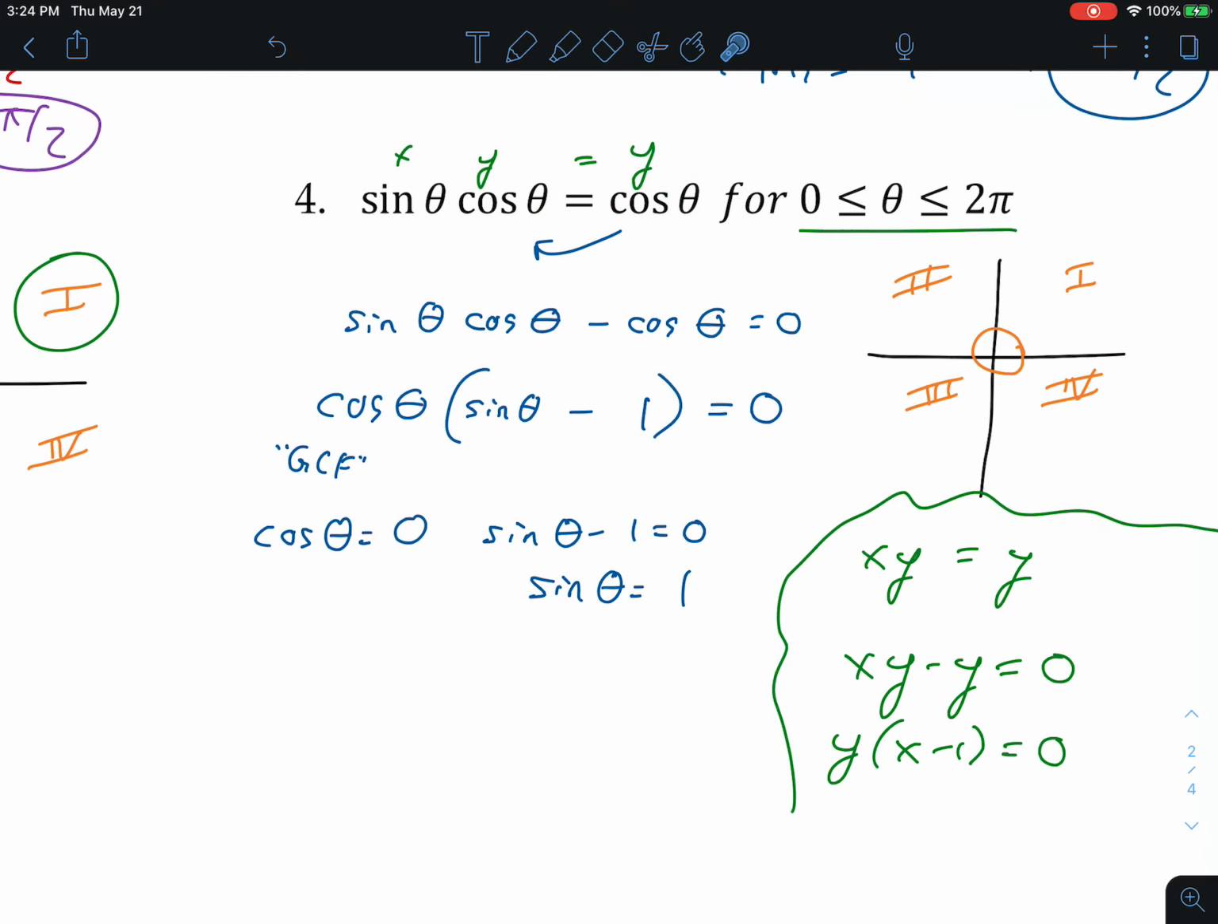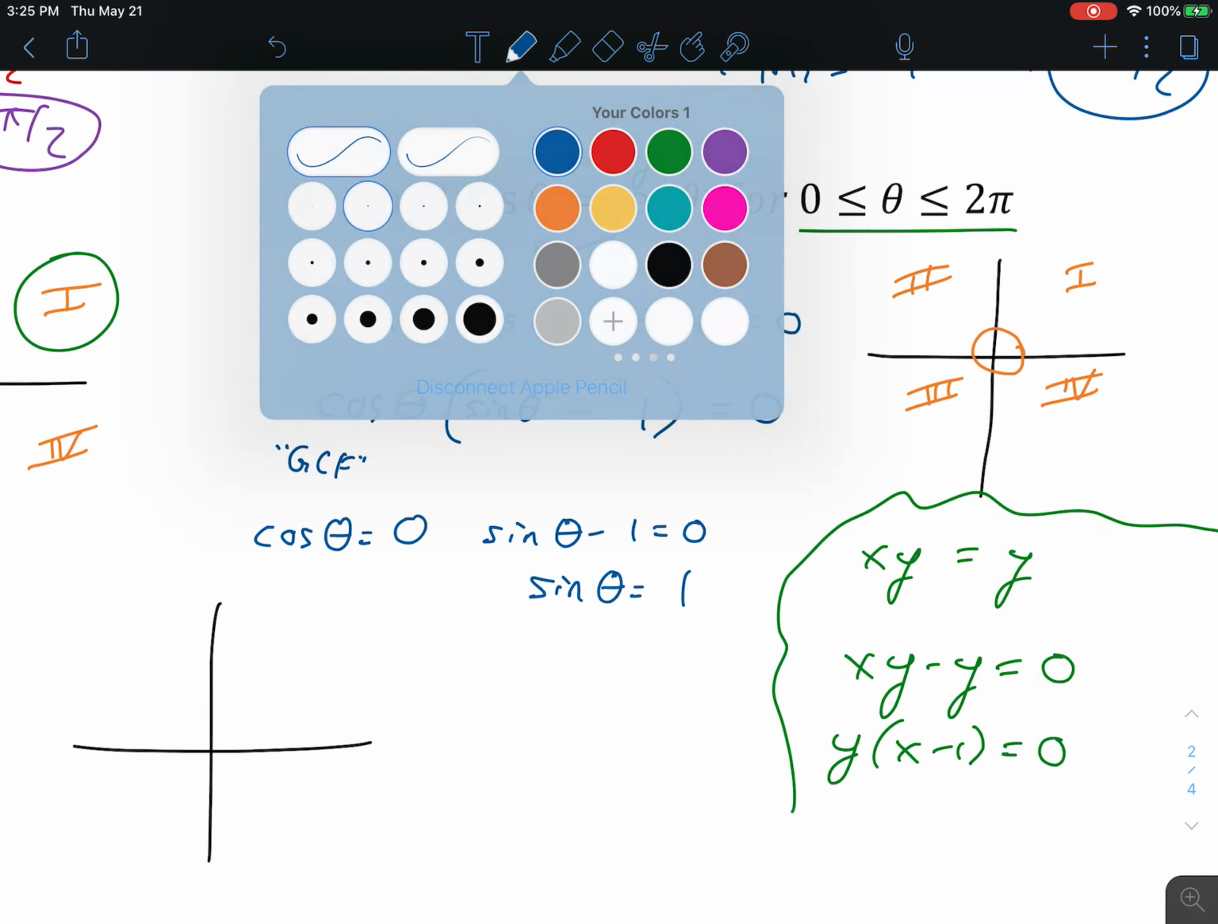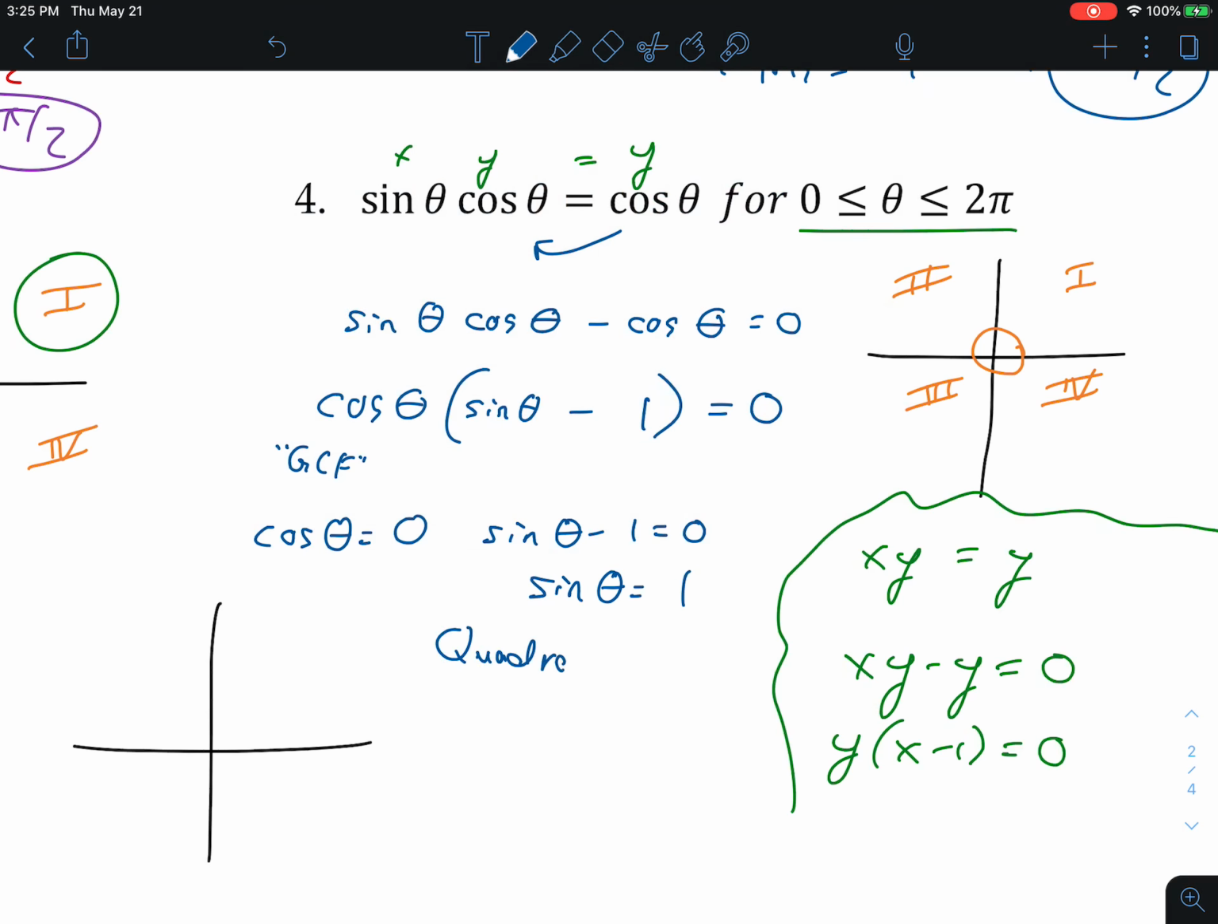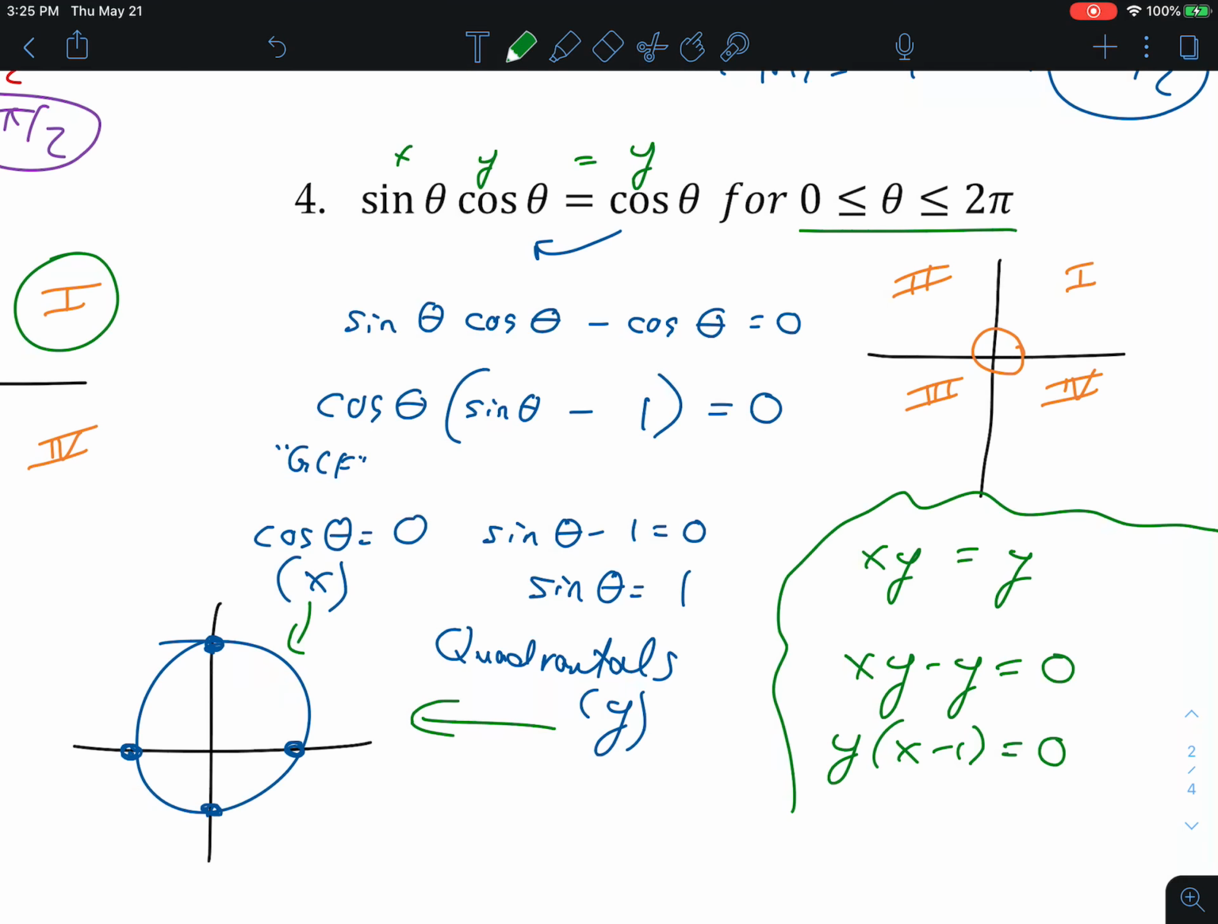Well, we've got zeros and ones here, so very nice. Both of those are quadrantals. So let's look at our unit circle. Very nice. We can use any part of our unit circle. There are no restrictions here. When is cosine 0? Again, cosine is my x part and sine is my y part on the unit circle. I'll label my points: 1, 0; 0, 1; -1, 0; and 0, -1.